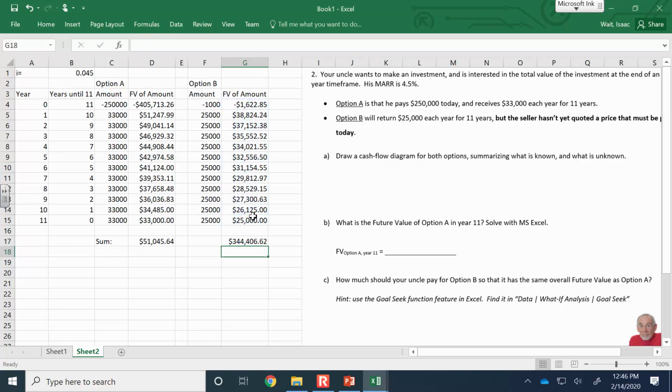So the question is, how much should the uncle pay in order for it to be equal? And so the option A has a value of $51,000, and option B would be great. If you could get this $25,000 a year by only paying $1,000 up front, you'd be doing great. But what we want to know is how much can he pay and have the same equivalent value in future terms. And so in order to do that, we could keep manually adjusting it.